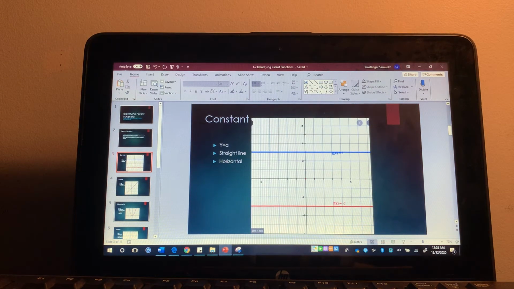The equation for this is just y equals a. It's pretty simple. Whatever a equals, which is some constant value, that's what y is going to equal. For example, as we see, f of x equals -3, so a equals -3, and that's what y is going to equal. It's going to be a straight horizontal line.